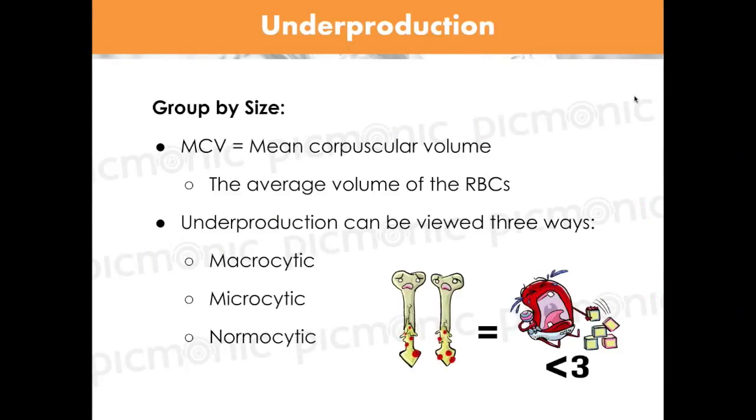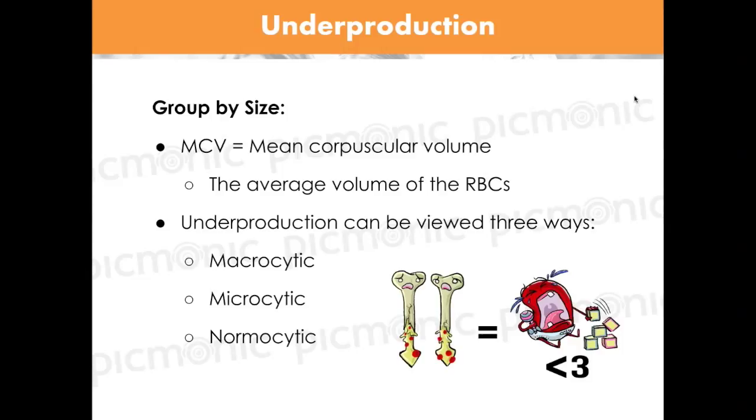Okay. So let's talk about underproduction. So the first little block here. With underproduction, this is where we start hearing the terms macrocytic, microcytic, normocytic. But the underlying idea is we're not making blood cells well. Okay, and where do the terms macrocytic, microcytic, normocytic come from? It comes from your MCV, or your mean corpuscular volume.